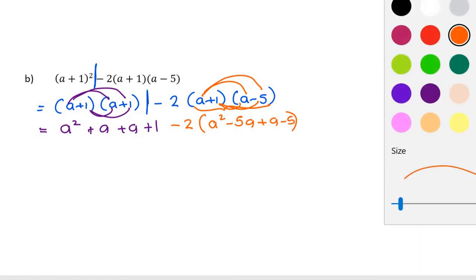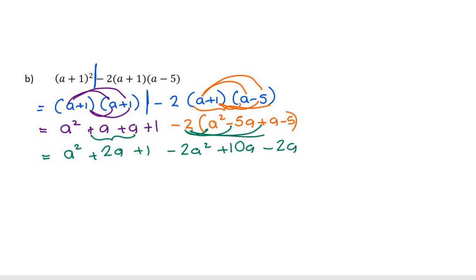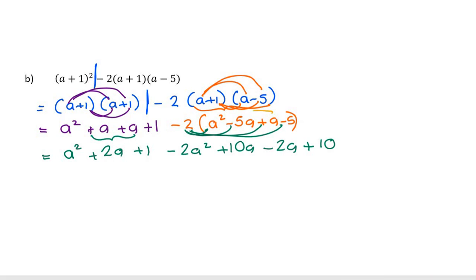So I'm not quite done here, because I still need to multiply in my minus 2. So I now get a squared. Those can combine to 2a plus 1. And now it's minus 2a squared plus 10a minus 2a plus 10. Now notice I could have actually combined these first before multiplying, and then I would have had an 8a instead of that mess there.